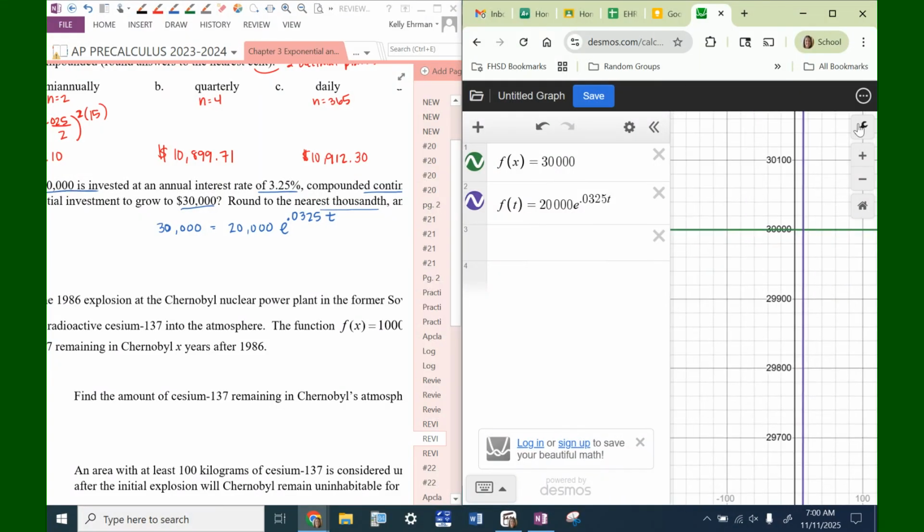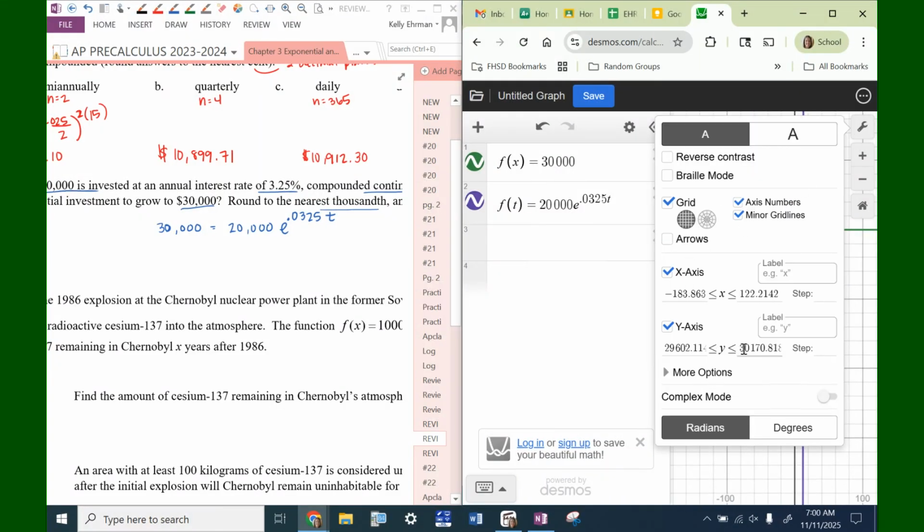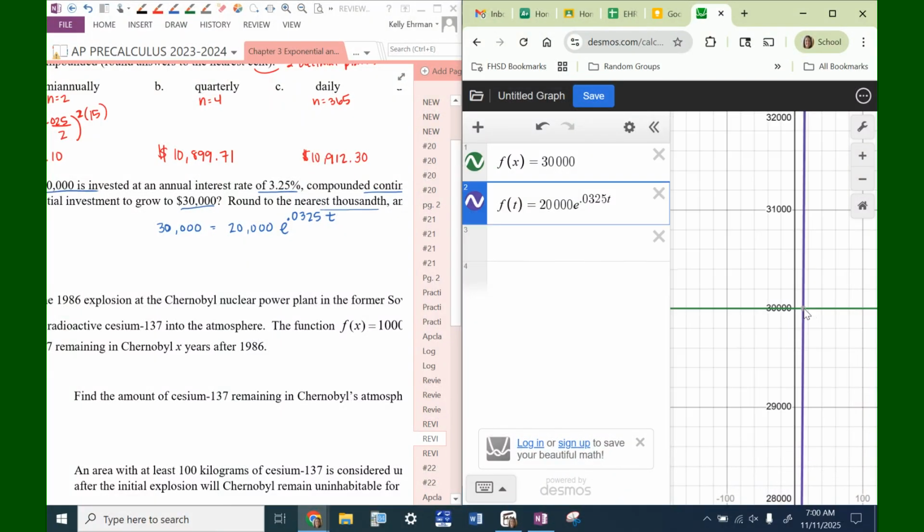You could also go to settings, by the way, and manually change your window, since you're trying to get into 30,000. So you could have changed the Y values to 28,000 up to 32,000 and then click here to see. So you can adjust your window like that too. Anyway, I want the intersection points. And my answer is the X value or the T value here.